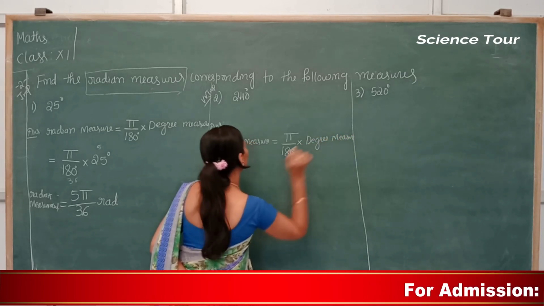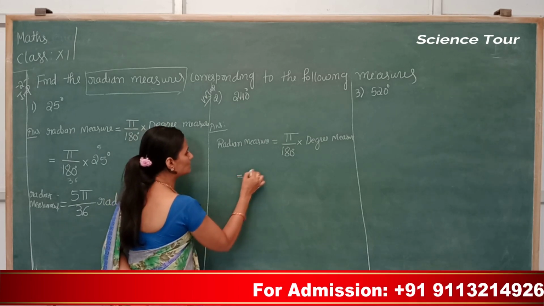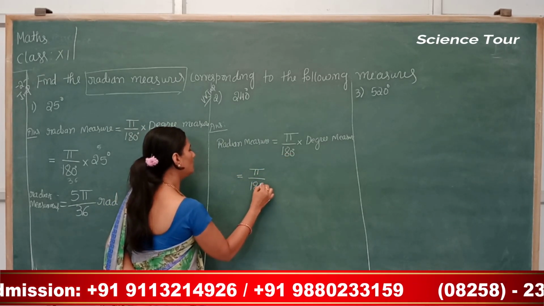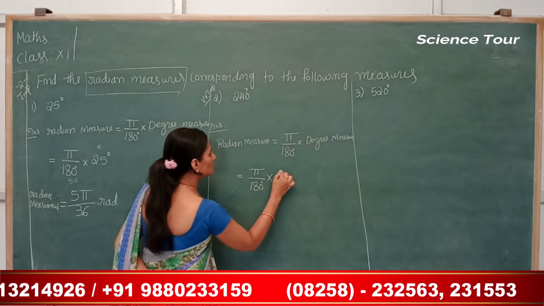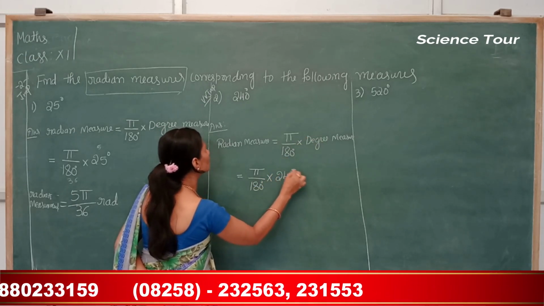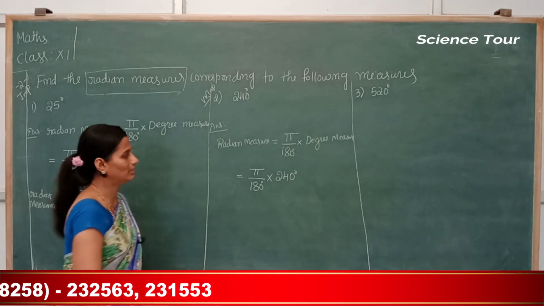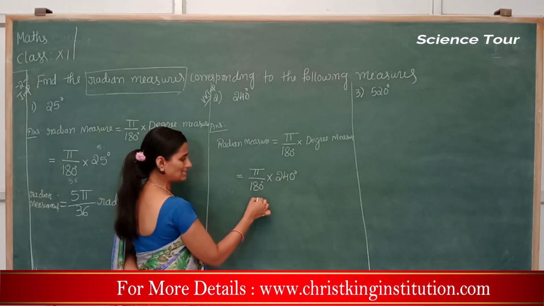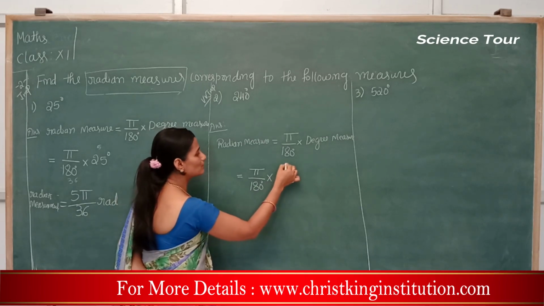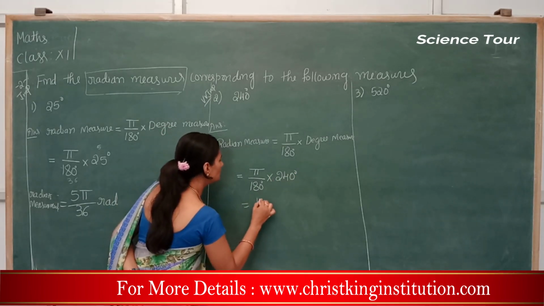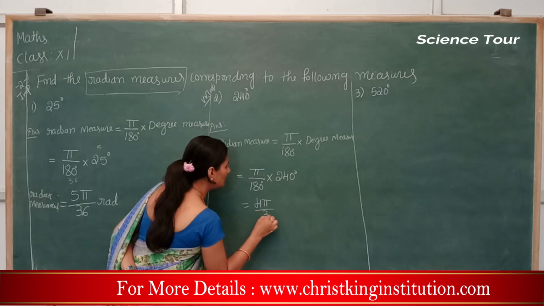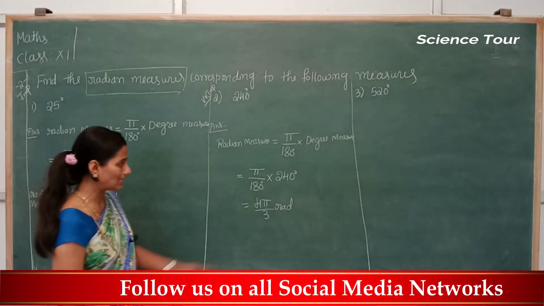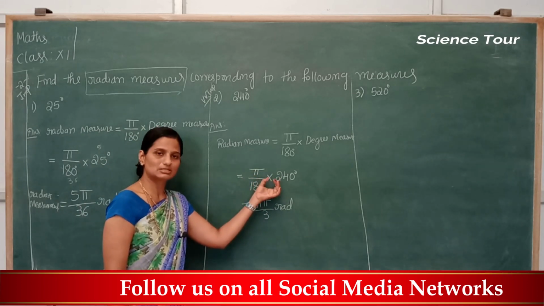So radian to degree measure, which is equal to pi divided by 180 degree into degree measurement. Given how much? It is 240 degree. Now simplification: 0 and 0 cancel, 6 3s are 18, 6 4s are 24. So it is 4 pi by 3 radian. So 4 pi by 3 radian. Don't cancel here because this is your substitution part.